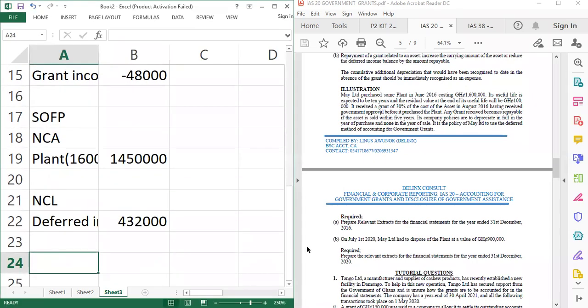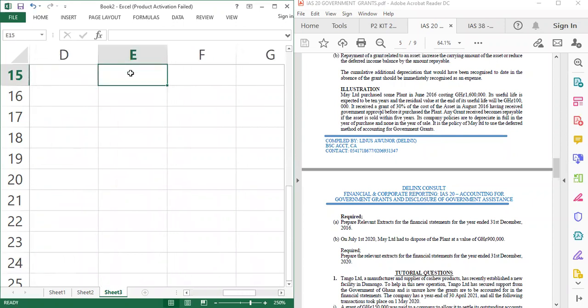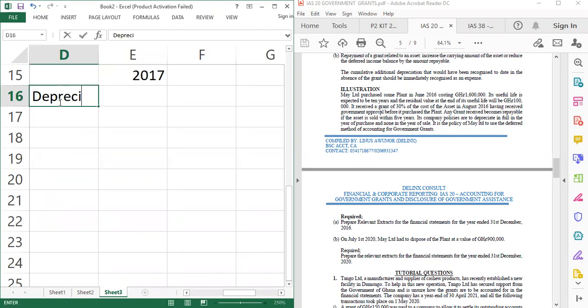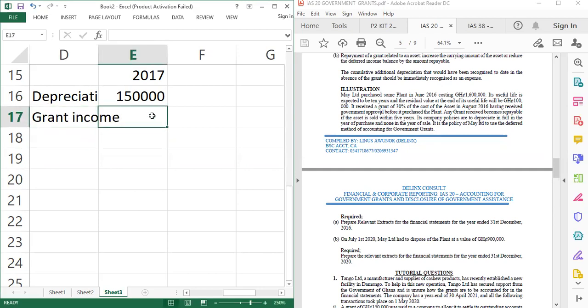Okay, so this is for 2017. The next year, what will happen? The depreciation will still be the same for 2017. Am I correct? So let's come to 2017. We are still going to have depreciation of 150,000, and we have grants income of 48,000.